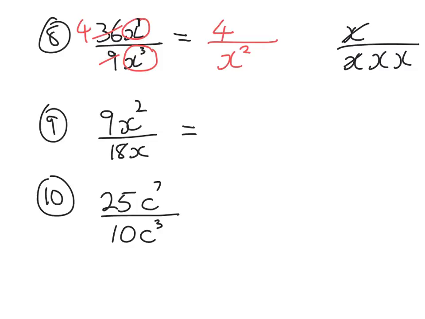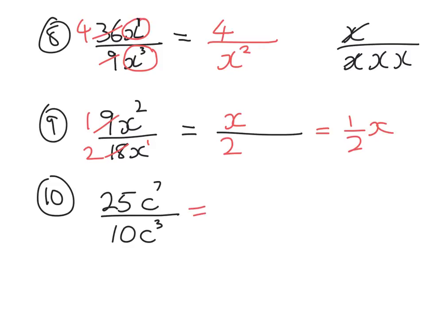Right, on to number 9. Let's look at the numbers first. So I've got common factor, 9/18, so that's the same as 1/2. Now I don't need to write the 1. And here I've got x squared divided by x. So I'm going to have 2 sitting down here. And I've got 2x squared divided by x leaves me with just x. So my answer is just x divided by 2, which I could also write as half x.